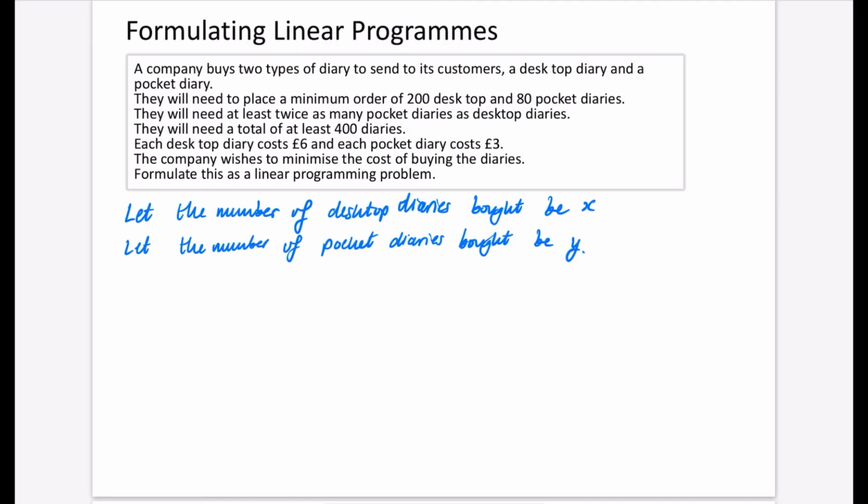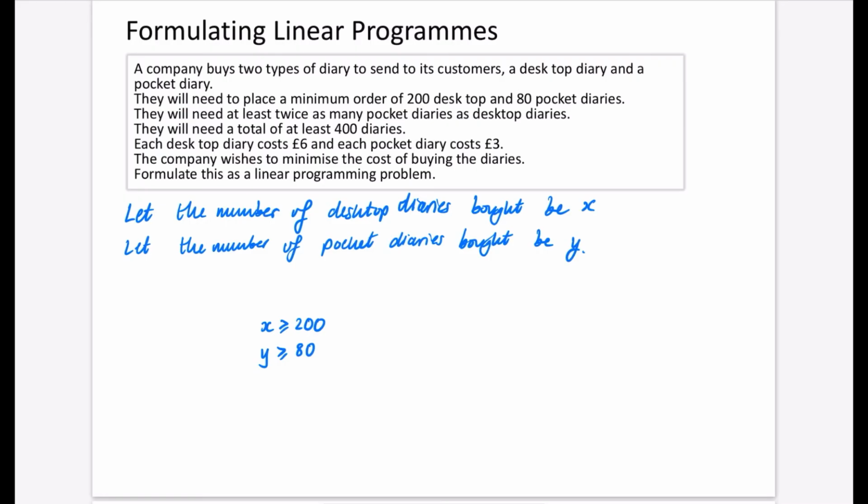that's going on here. So when I go through each section, we need to place a minimum order of 200 desktop and 80 pocket diaries. So one of the things we're going to say here is that the desktop diaries have to be at least greater than or equal to 200. And there needs to be a minimum order of 80 of the pocket diaries. So the pocket diaries have got to be greater than or equal to 80.